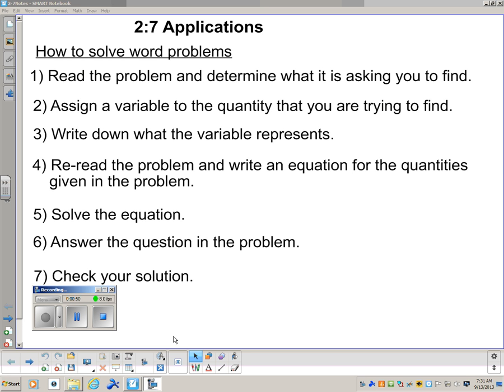Three, write down what the variable represents. Four, reread the problem and write an equation for the quantities given in the problem. Five, solve the equation, and then make sure you go back up for number six and answer the question of the problem, because sometimes you have x equals, what does that mean? And then check your solution.